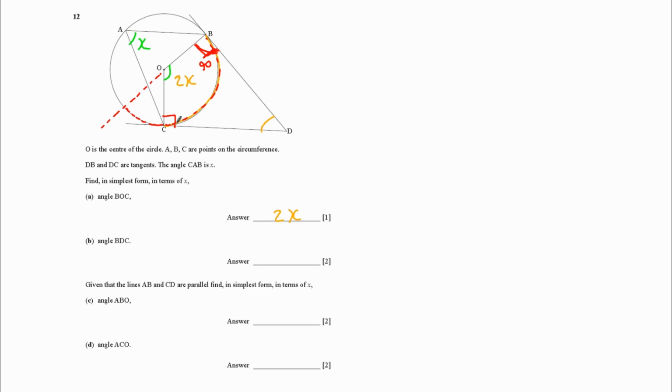Now, within this OCDB, we know that the total angles inside that, because we can make two triangles inside that, the total angles inside OCDB are 360, 2 times 180. So we already know that we have a 90 here and 90 here. Therefore, this angle 2x and this angle need to add up to 180. So angle BDC would be 180 minus 2x.